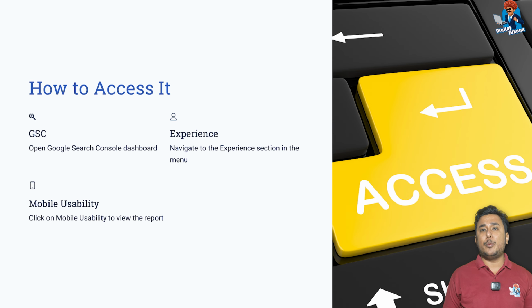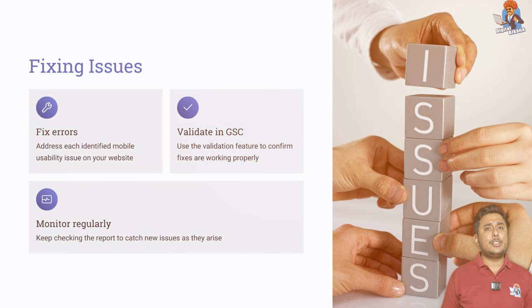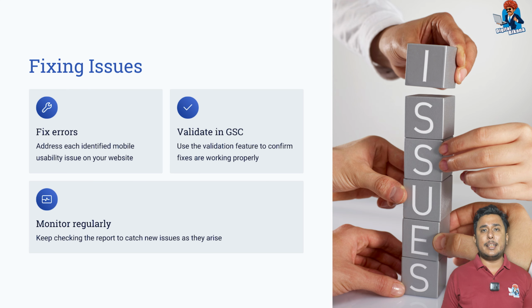You can find the Mobile Usability Report in Google Search Console under Experience, then Mobile Usability. It lists errors and valid pages. Once you fix issues like resizing text, adjusting layout, or setting the viewport, you can click Validate Fix in GSC. Google will then recheck and confirm.